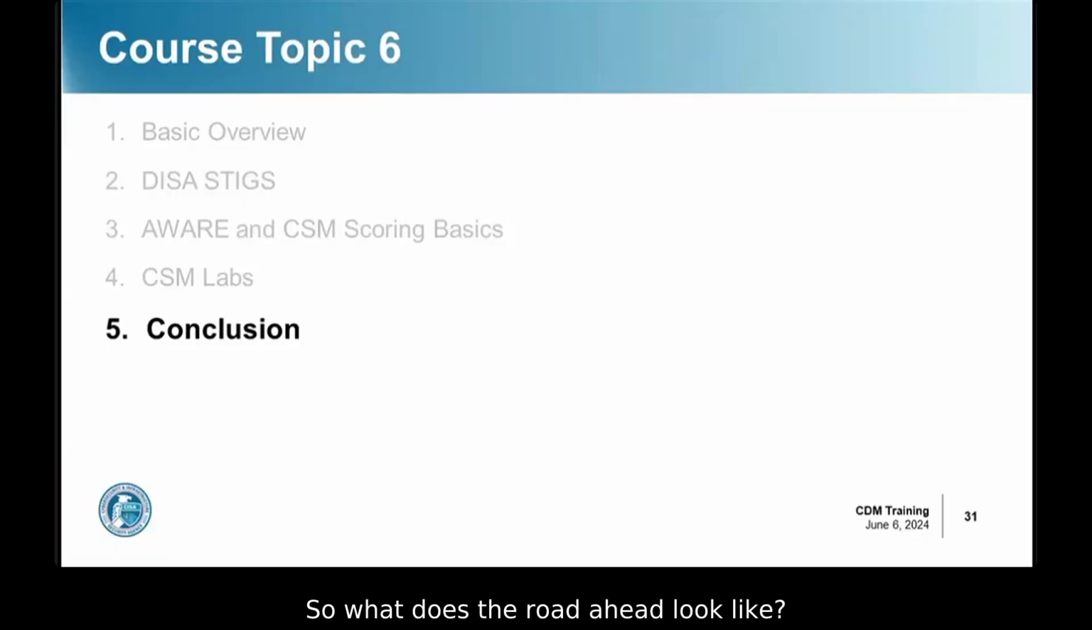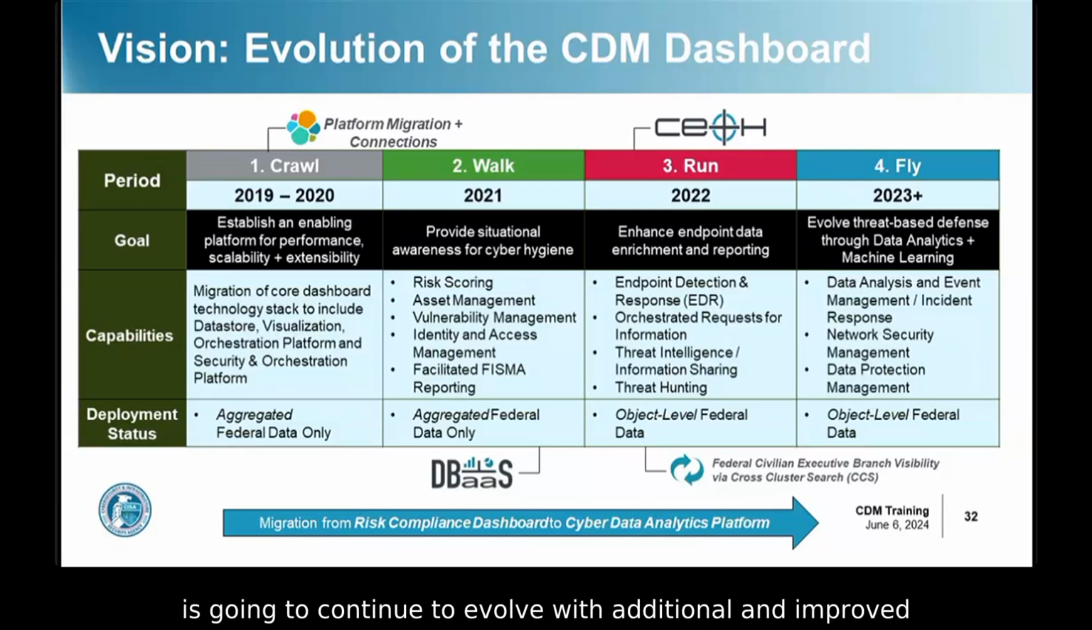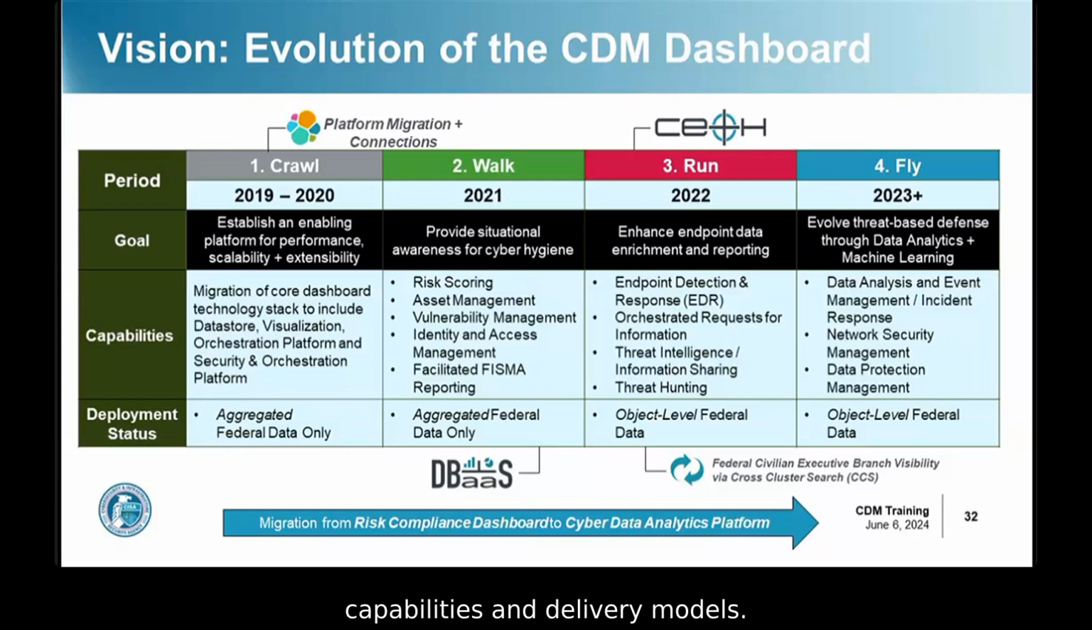So what does the road ahead look like? This roadmap illustrates the progression of the dashboard throughout the federal enterprise. Now, even though we've accomplished a lot, there's still a lot to come in terms of moving the needle to get us to a threat-based response posture. Now, the dashboard is constantly evolving to a service-based delivery model versus the one-size-fits-all model, and it's continually evolving in how we deliver on-demand cyber services for agencies. The most notable thing is that the dashboard is going to continue to evolve with additional and improved capabilities and delivery models.